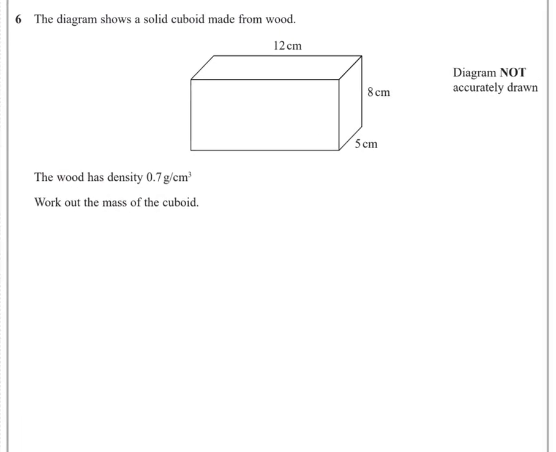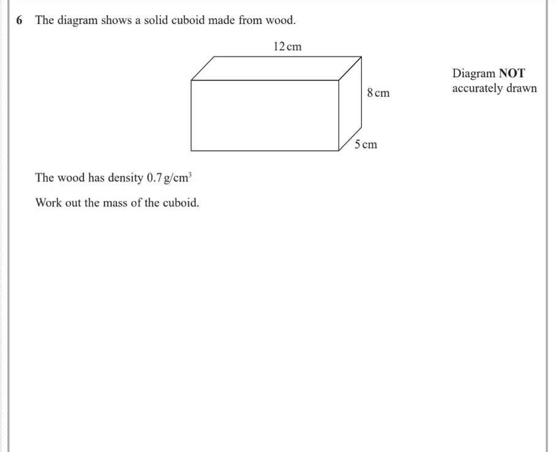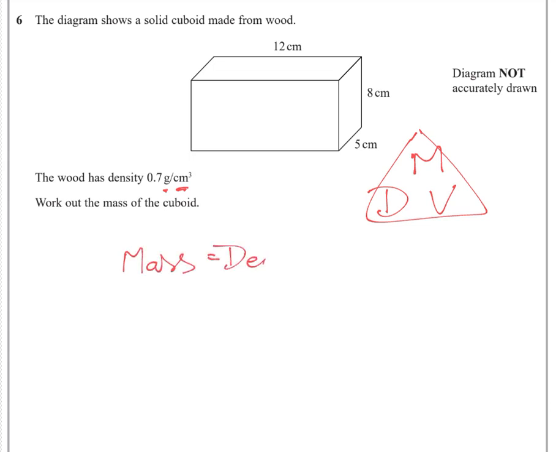The diagram shows a solid cube made from wood that has density grams per centimetre cubed. Work out the mass of the cube. So density, we can see there from the formula, grams over centimetres is mass over volume. Okay, so we've got one of those nice little triangles. Work out the mass. So the mass is the density times the volume. That just saves you having to do the rearranging.